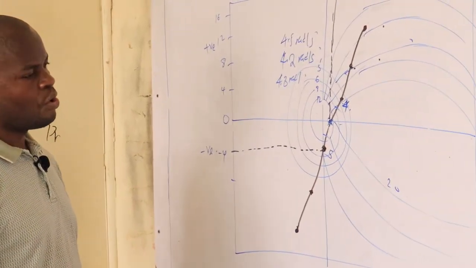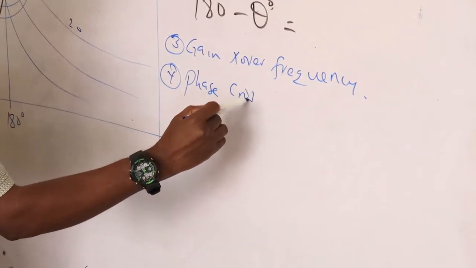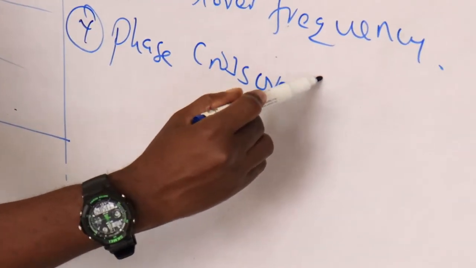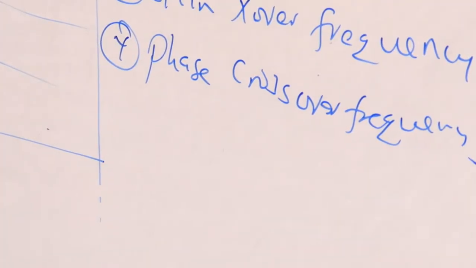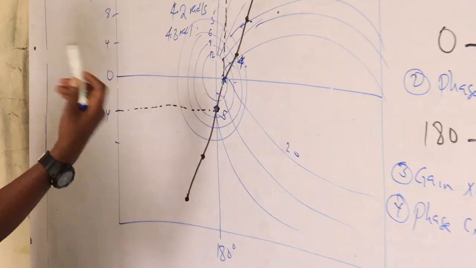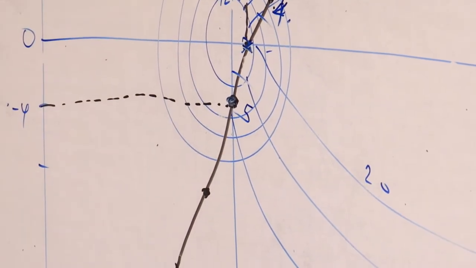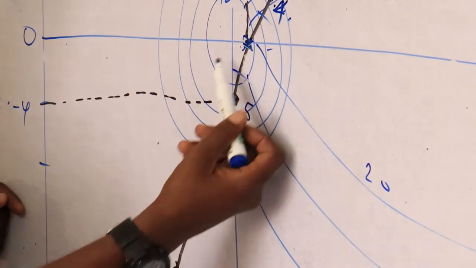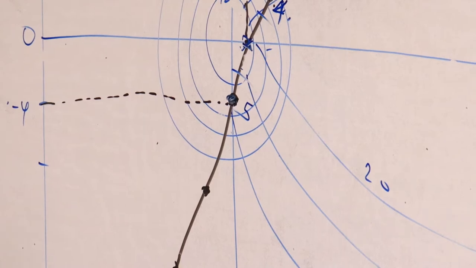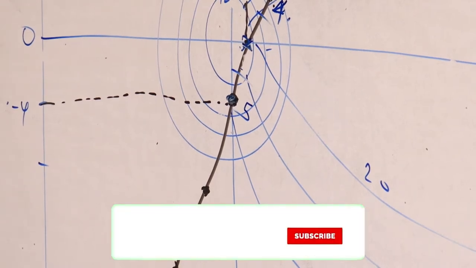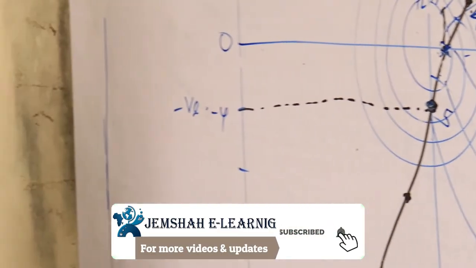And now the fourth one is the phase crossover frequency. Again, this one you interpolate. Maybe in our case, we can say that it is 5 if it is here, and that one was 5. But if it appears between some, then we can always use an interpolation method in order to determine the exact frequency that will be needed.